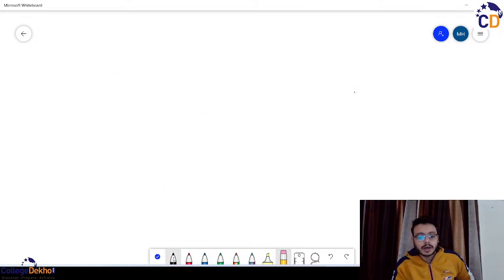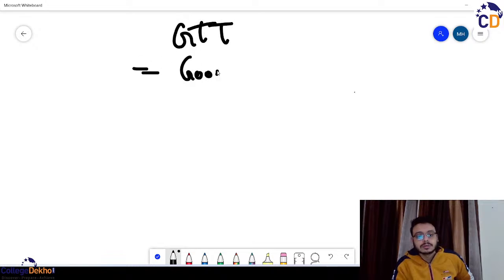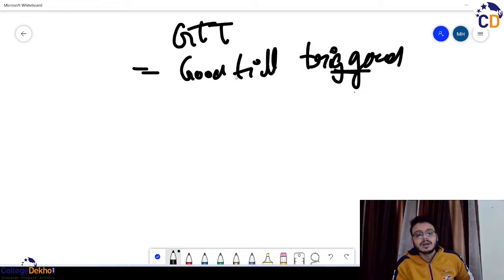One more feature you have is the GTT. It stands for good till triggered. Good till triggered. So GTT is basically used for those people who do not have time to track the stock market in general. Okay, and those people are the working ones. उन्हें बहुत टाइम नहीं मिलता to track the stock market.